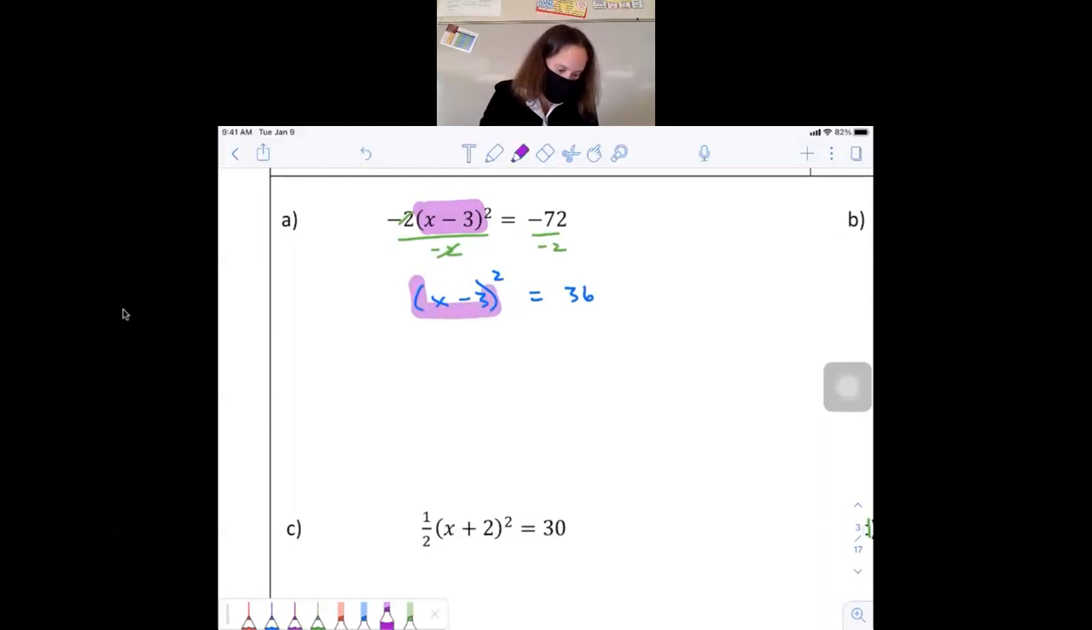So we're left with (x - 3) in parentheses squared equals positive 36. And now, since I have this with the squared on it, it's all in parentheses, and the squared is acting on all of the parentheses. To cancel out the squared, I can take the square root. What I do to one side, I have to do to the other side.